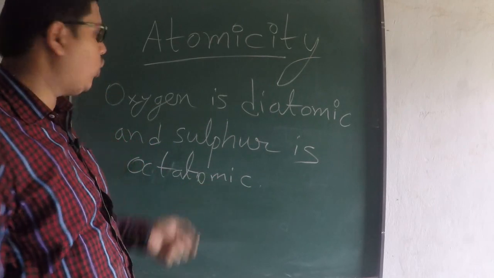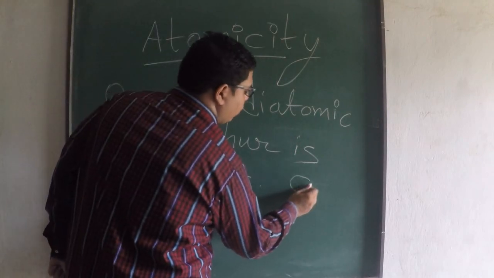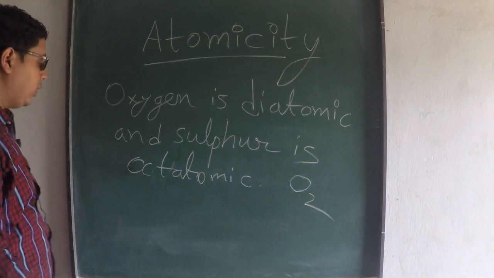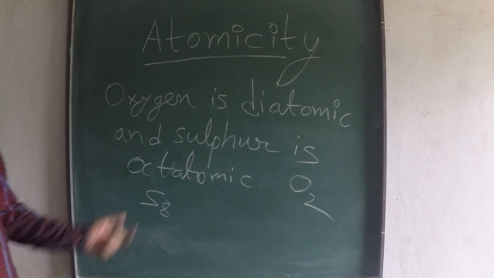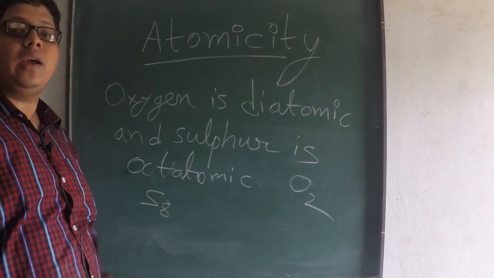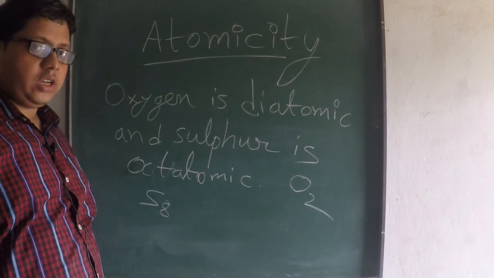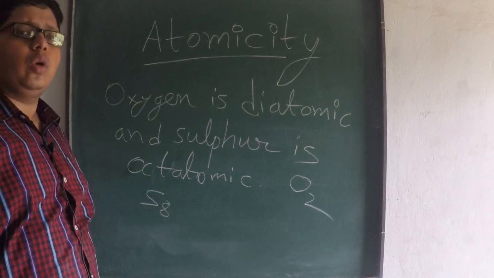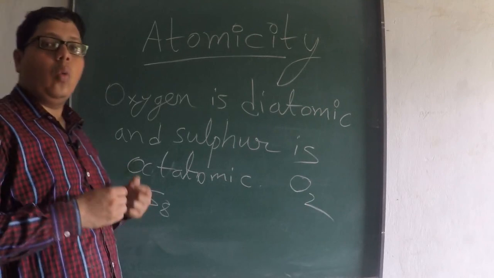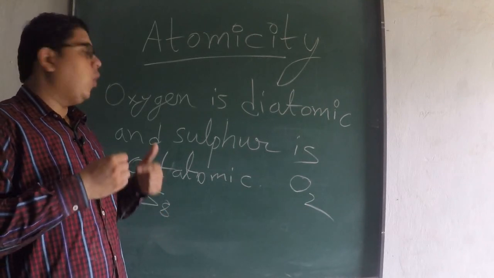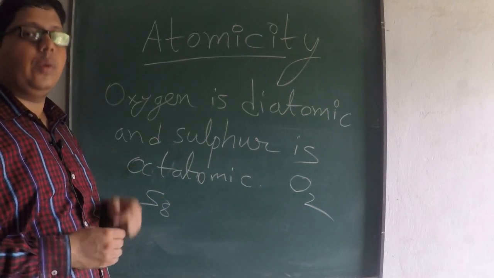What is the reason? What do you mean by, first of all, diatomic and octatomic? We have seen that we write the oxygen molecule as O2. Sulfur we write as S8. Eight atoms of sulfur come together to make a molecule of sulfur, whereas two atoms of oxygen come together to form a molecule of oxygen. Okay, so why is it that here it is O2 and there it is S8? We will discuss this now.